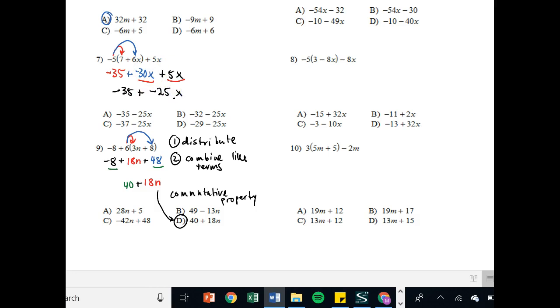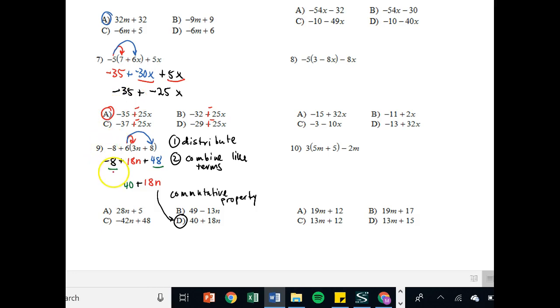Now you're probably wondering, wait a second, I don't see that in the answer choices. That's because we got to KCC all the answer choices. So plus negative, plus negative, plus negative. Now you should be able to be like, oh, negative 35 minus 25x is the same thing as a negative 35 plus negative 25x, right?